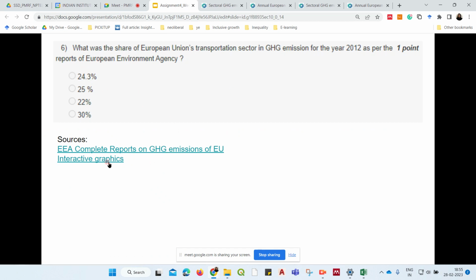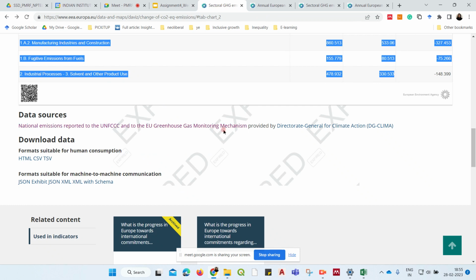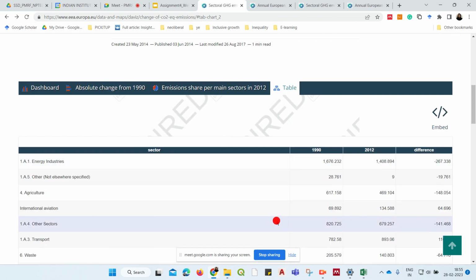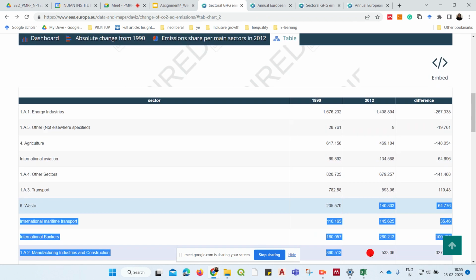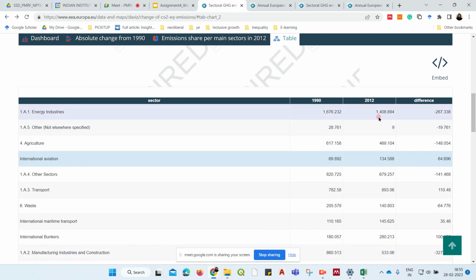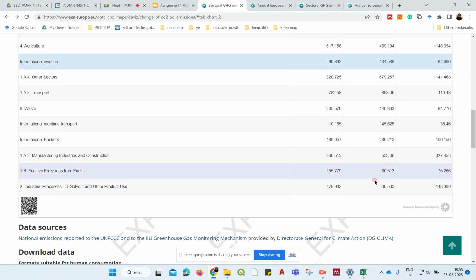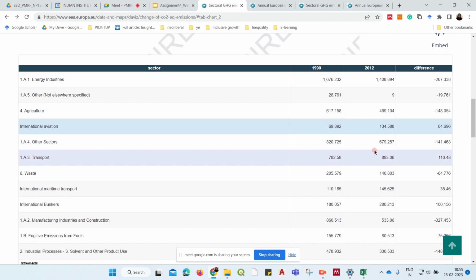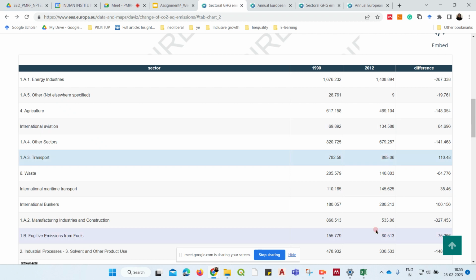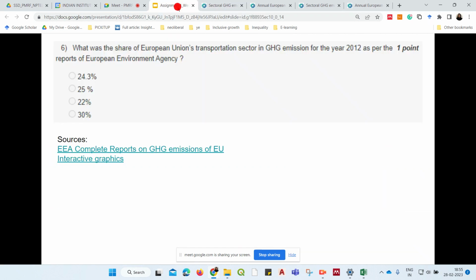I hope it is clear to you how you can calculate it. Go to the table, see the emissions from different sectors in 2012, add them all to get the total emission from different sources, and then select transport and calculate the percentage of transport sector to the total emissions. So that will give you the answer to this question. I hope it is clear now.